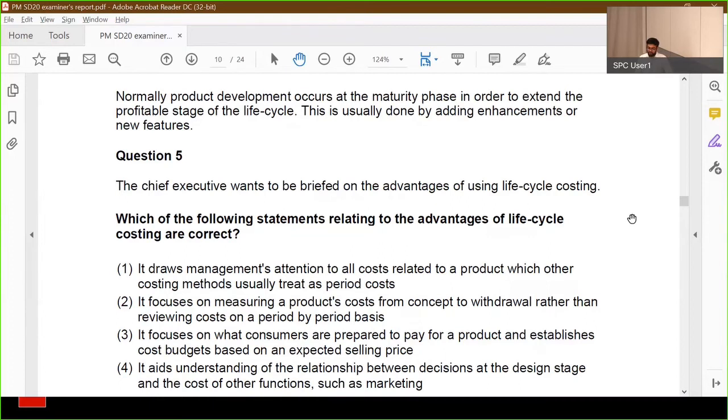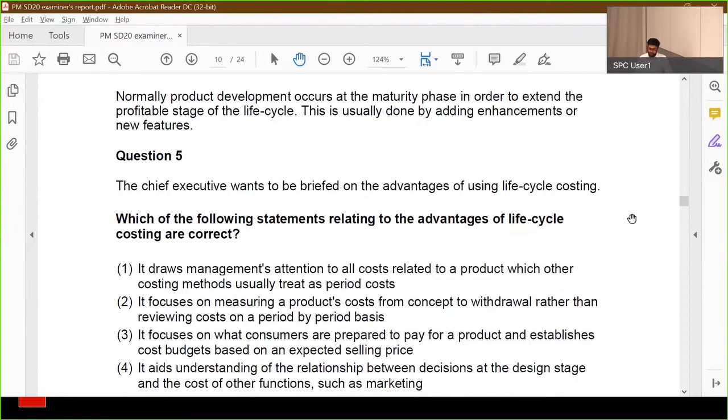What we do in life cycle costing, we start from the design stage, from the concept stage of the product life cycle, and till its product withdrawal, all kinds of costs that are incurred across its life cycle we take into account, and then we do the calculation of it. So that's again an explanation of life cycle costing, and hence it's true.